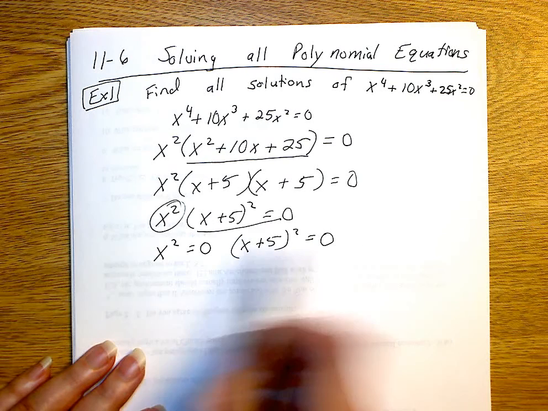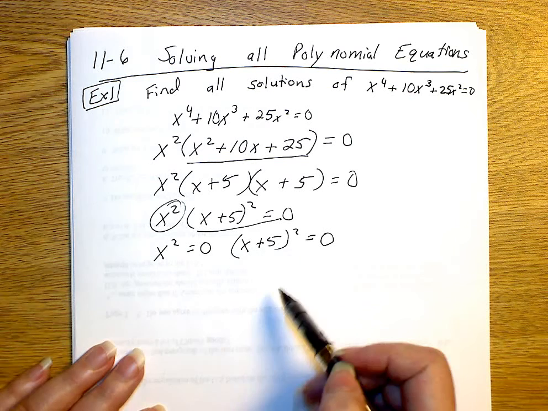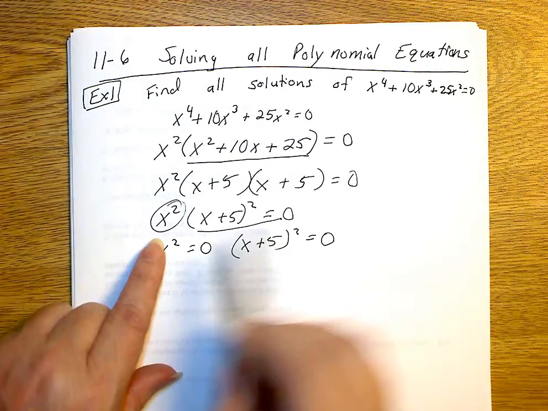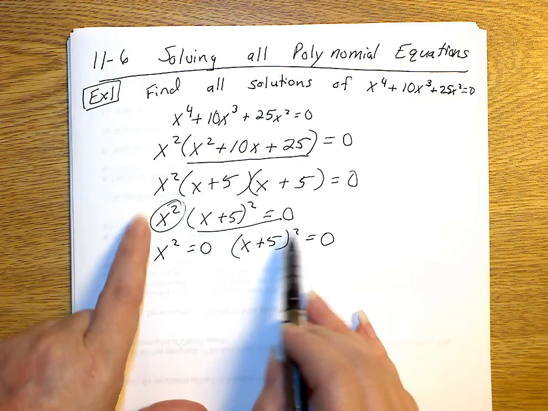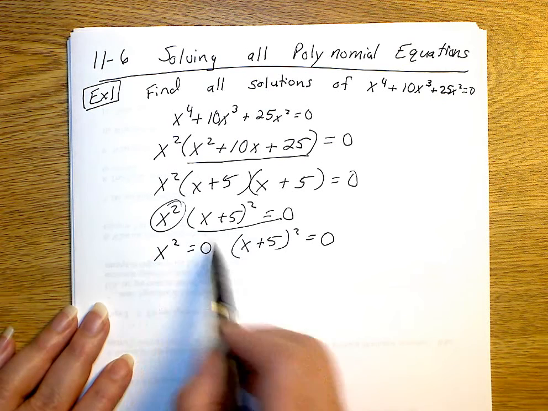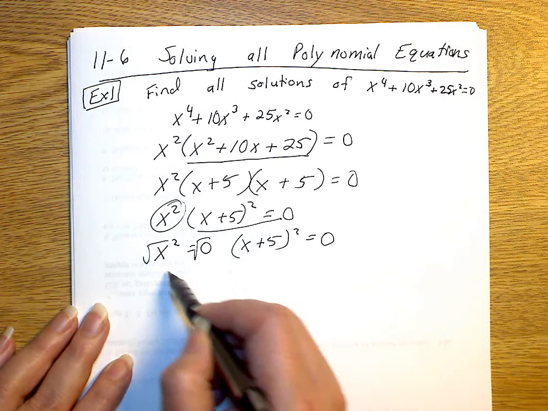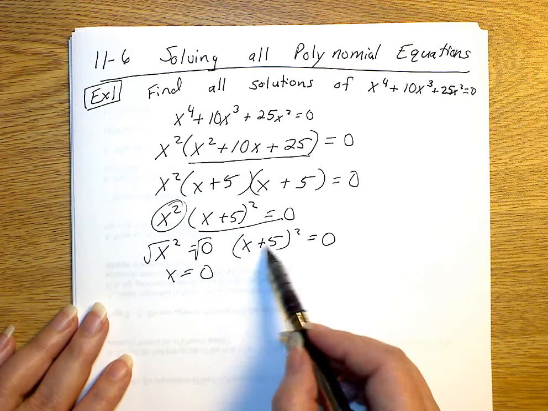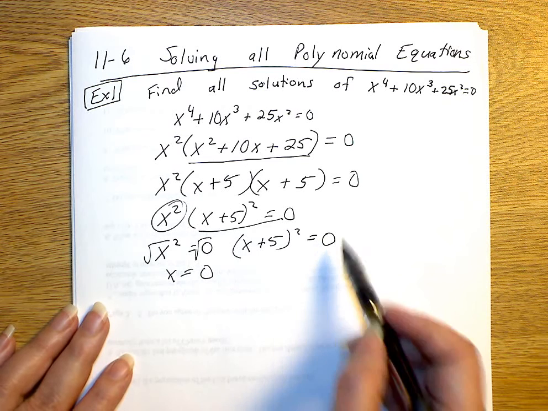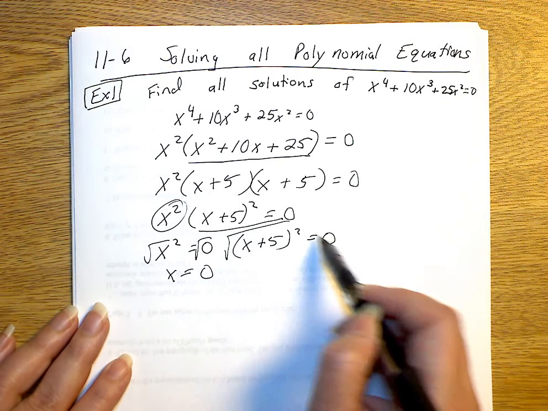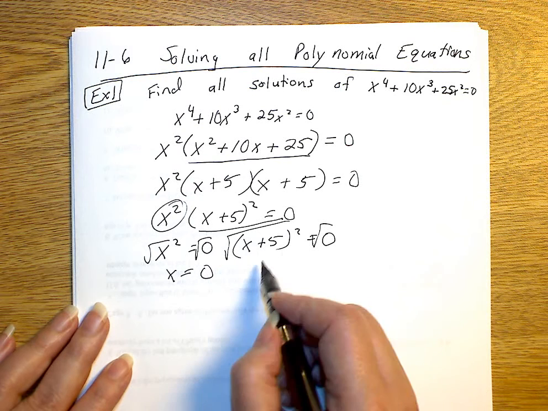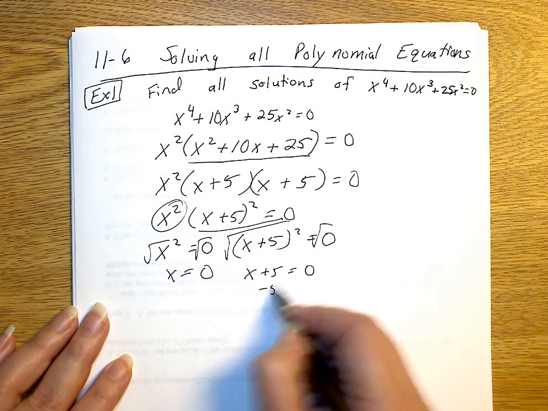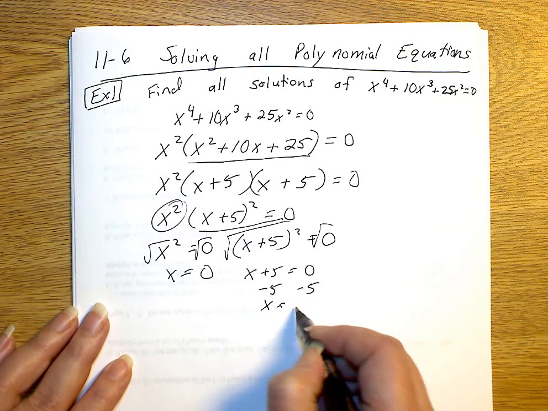So when I set this to 0 and I set this to 0, I'm looking for what's going to be 0. So my next step after you factor is you set both things to 0, and then you solve them out. So how do I solve for x here? Take the square root. X equals 0. X plus 5 squared equals 0. I'd have to take the square root. So I have here x plus 5 is equal to 0. Subtract my 5. So I have x is equal to negative 5.